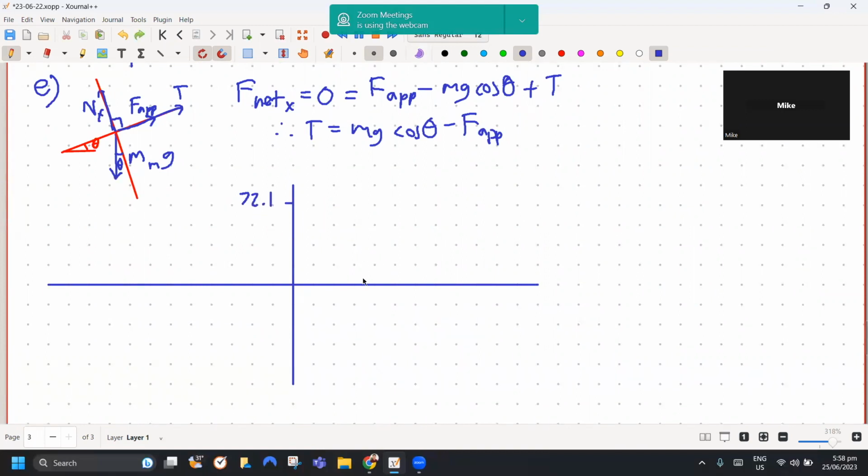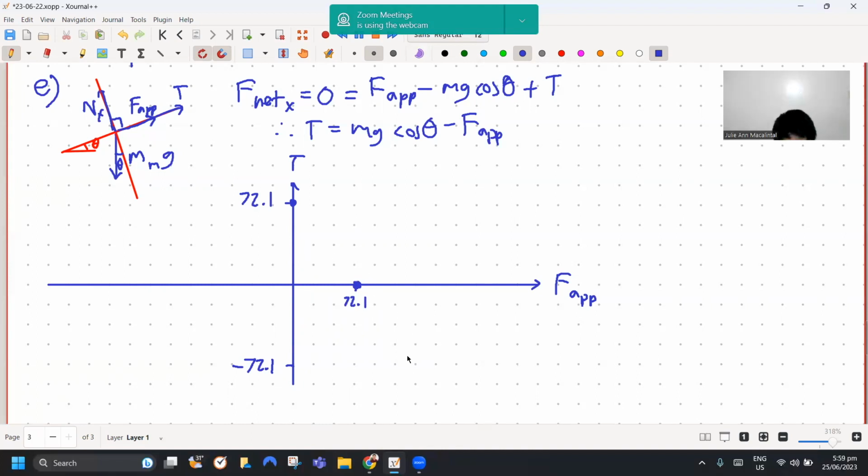Tapos i-label mo yung scale na yung sa y-axis, yung x-axis may label sa side na F applied, so F applied axis and the tension axis. So yan, that's going to be the t-axis, and then yung x-axis is the F applied axis. Okay. Ngayon, what happens kapag F applied is equal to 72.1? Ano mangyayari sa tension? 0. So, okay. So ngayon, ano graph?